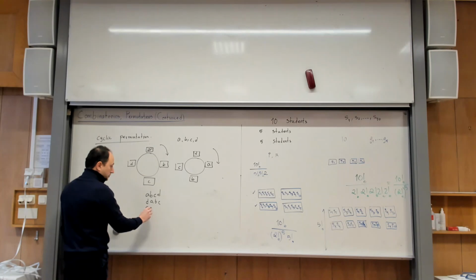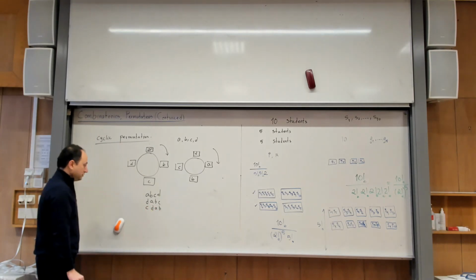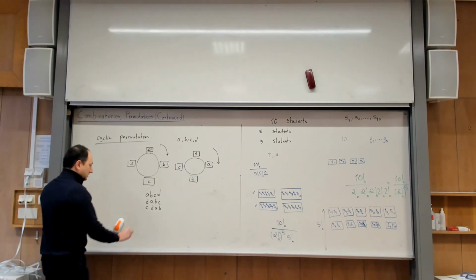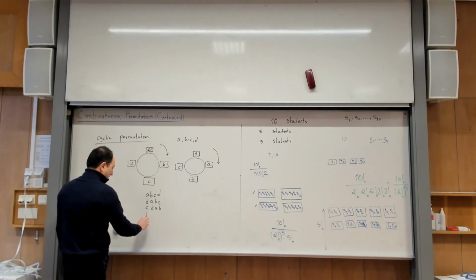What? Can you just write? D, A, B. Can you give me one more yourself? And then the last one would be B, C, D, A.